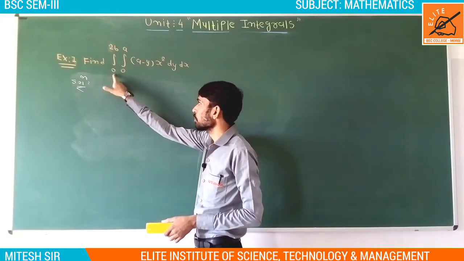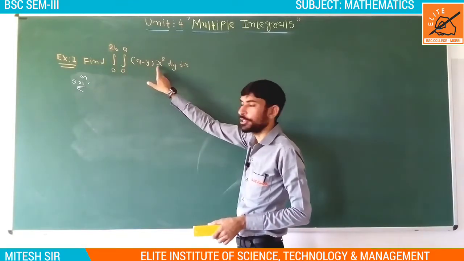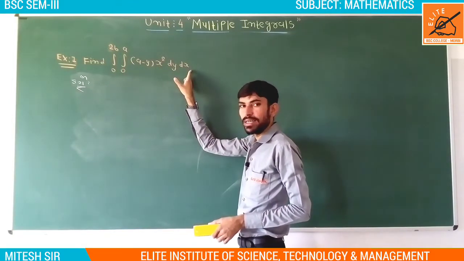Find integration 0 to 2b integration 0 to a minus y into x square dy dx.